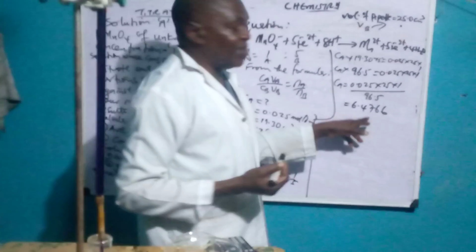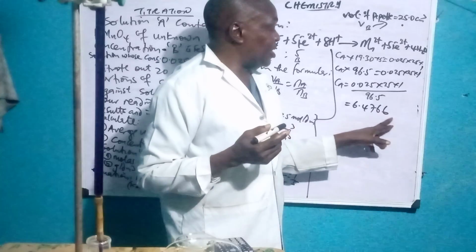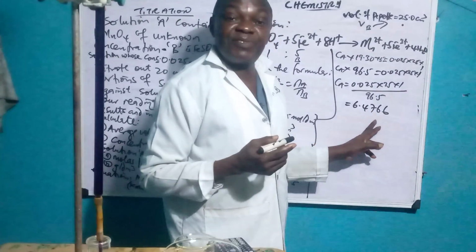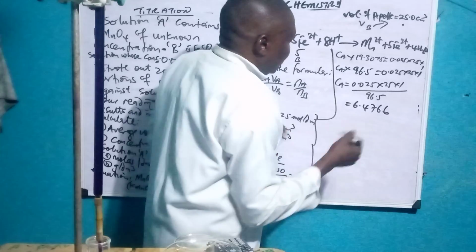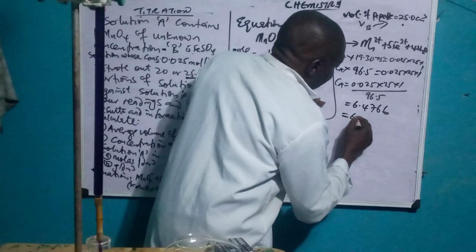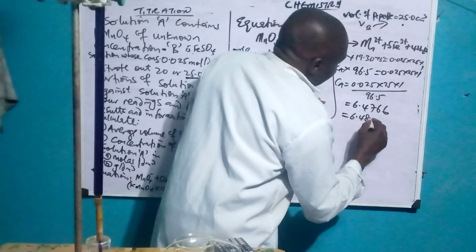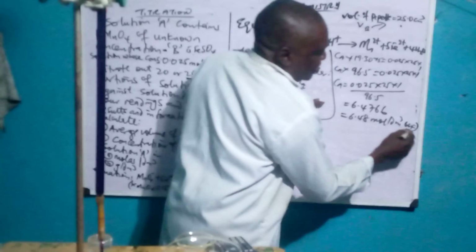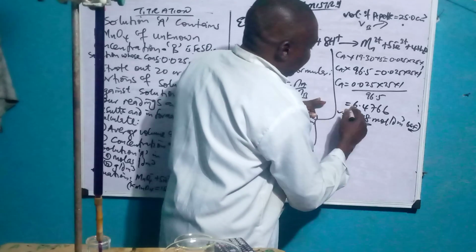6.4766. If you write this one, they will mark it wrong, because this one is 1, 2, 3, 4, 5 significant figures, which is not accepted. Therefore, you now say approximately 6.48 mole per dm cube, 3 significant figures. Whether you write this or not, they know it's 3 significant figures and they mark it for you.